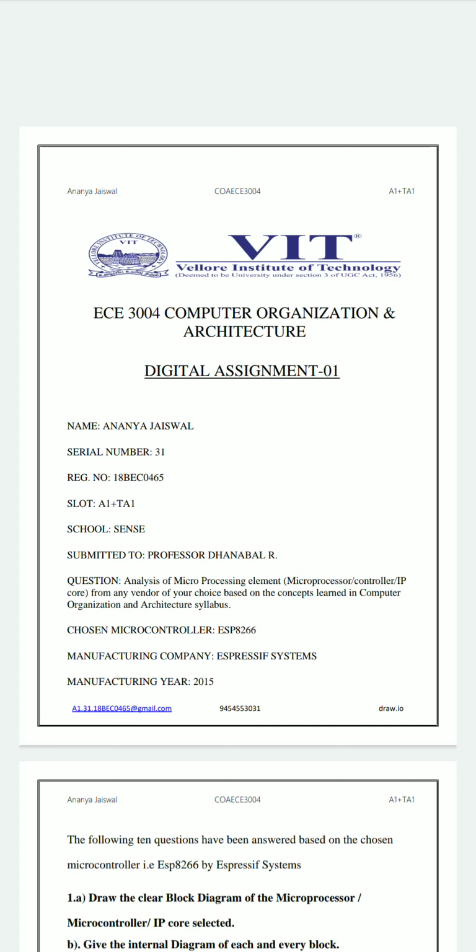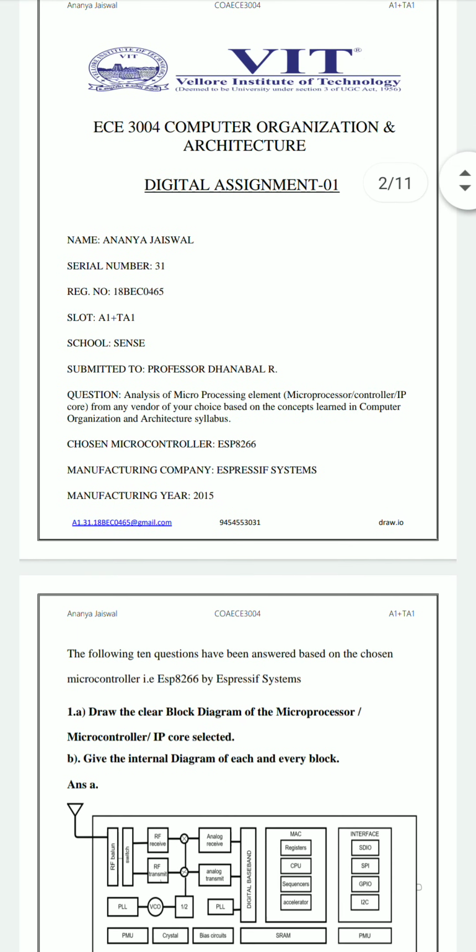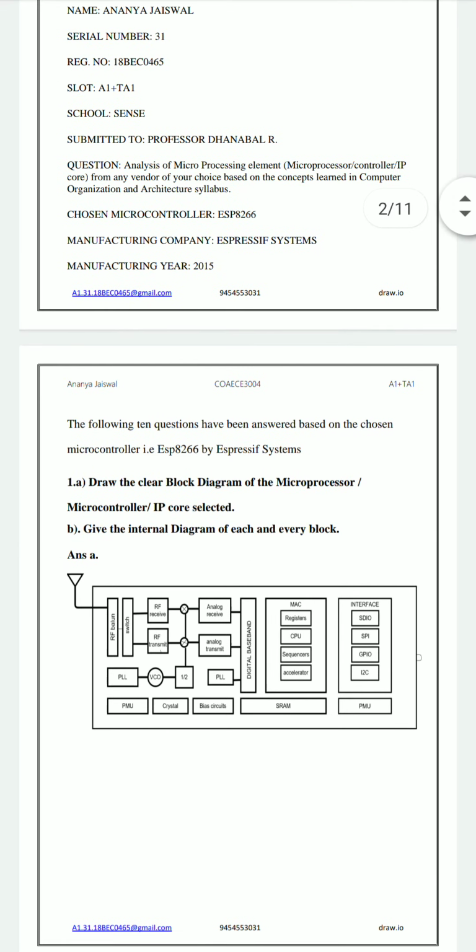The question for my digital assignment, as mentioned below, is as follows. Analysis of microprocessing element, a microprocessor or a controller or an IP core from any vendor of your choice based on the concepts learned in computer organization and architecture syllabus. So, given the choice, the microcontroller that I chose was ESP8266, manufactured by Espressif Systems in the year 2015. Based on the above choice, the following 10 questions in the digital assignment have been answered.